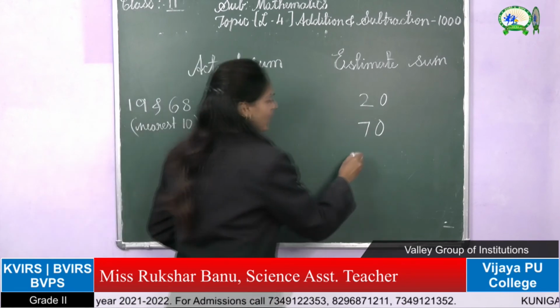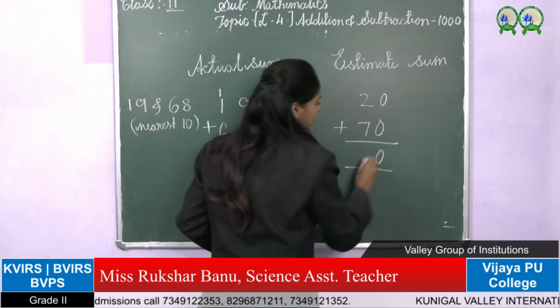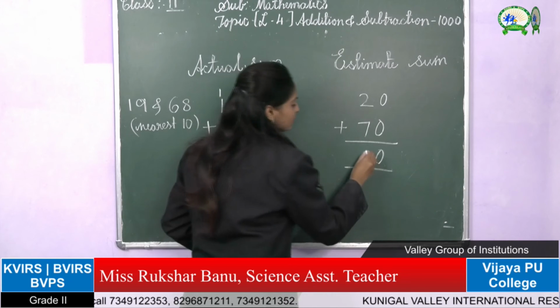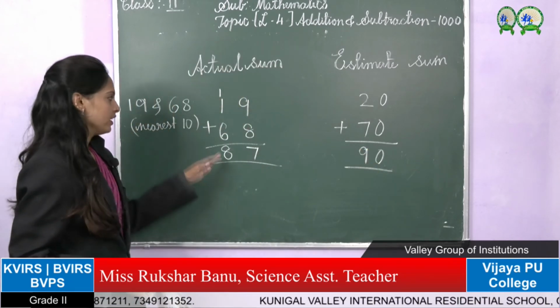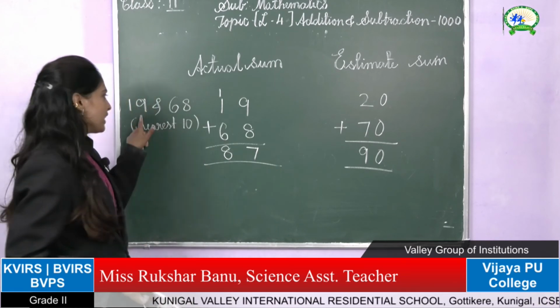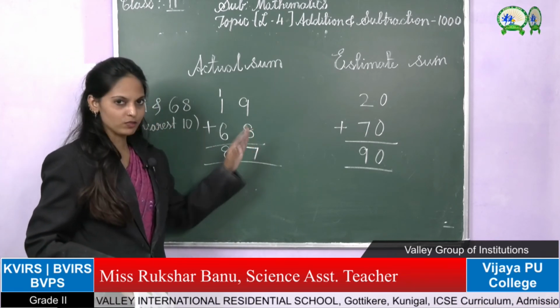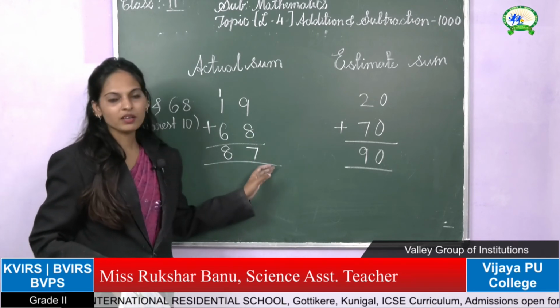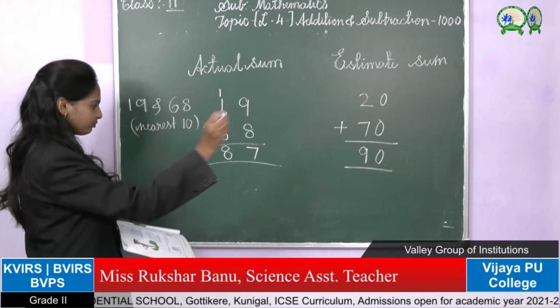Okay, now this also we have to calculate. Okay, 0 plus 0, 0 and 2 plus 7, that is 9. Okay, so this is the answer. So this is the actual sum and this is the estimate sum. Okay, if there are 19 and 68, we have to write the actual sum, which means we have to add this, and for this number we have to write the nearest 10 numbers.